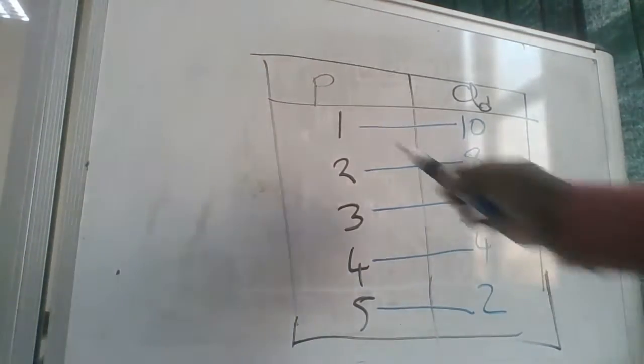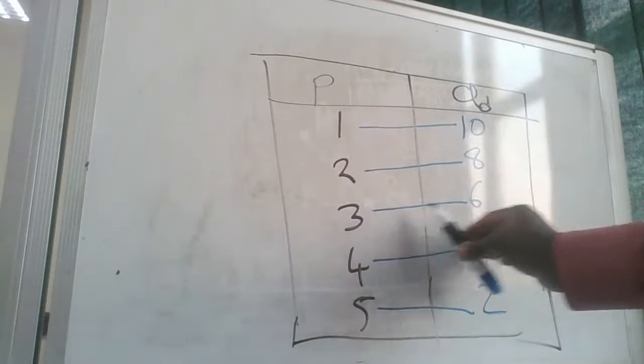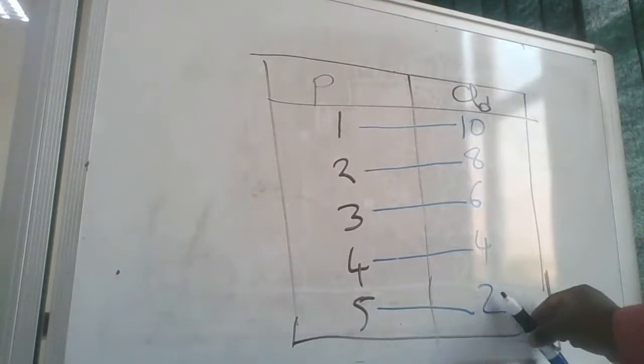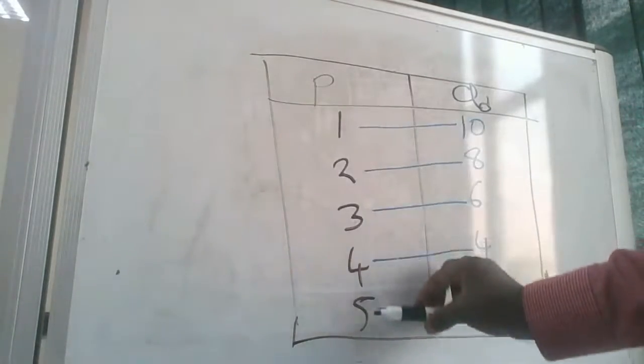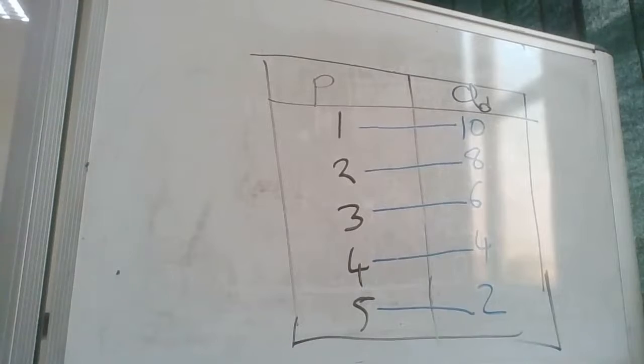If you do the mapping, 1 is mapped with 10, 2 is mapped with 8, 3 is mapped with 6, 4 is mapped with 4, and 5 is mapped with 2. So as you are increasing your price level, your quantity demanded is reducing. Okay, so this is a demand schedule.